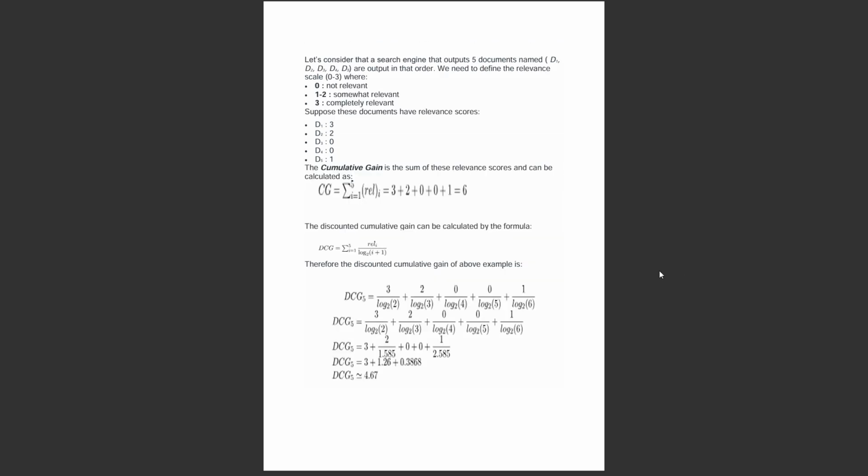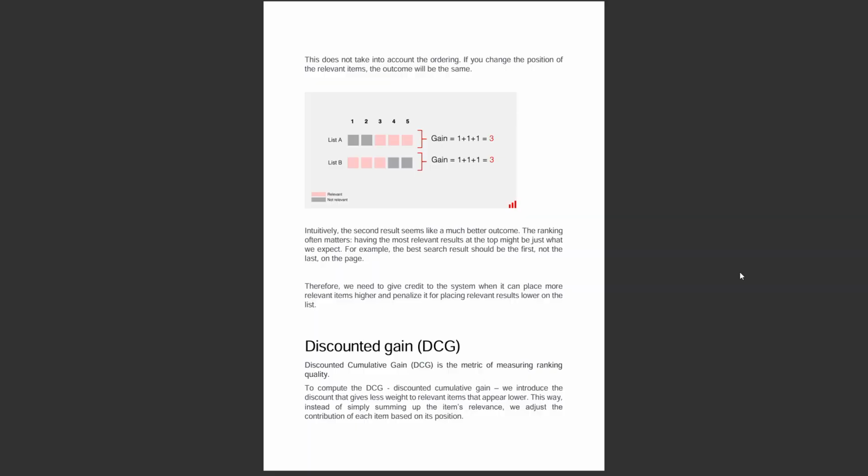Now let us calculate normalized discounted cumulative gain. So NDCG equals DCG5 divided by IDCG5. We have come across that the discounted cumulative gain is 4.67 and IDCG is 4.76. So NDCG is 0.98. So this is how we will be calculating the relevance.